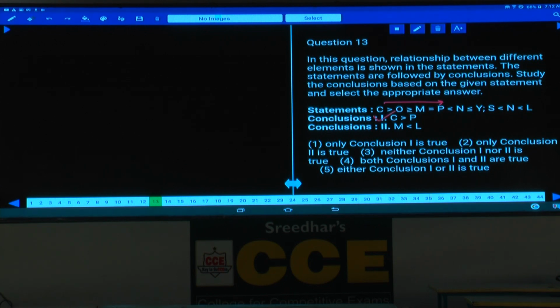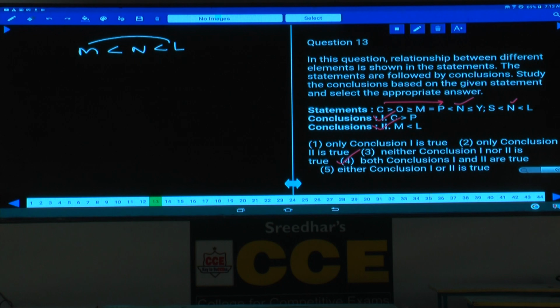And the next one, M and L. What is the letter which is common here? N is the letter which is common. M is lesser than N. N is lesser than L. Hence what is the relation between M and L? Lesser than. Hence both 1 and 2, that is choice 4. Question number 13, choice 4.